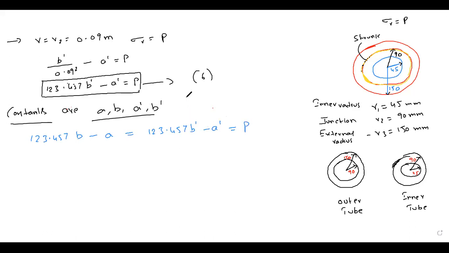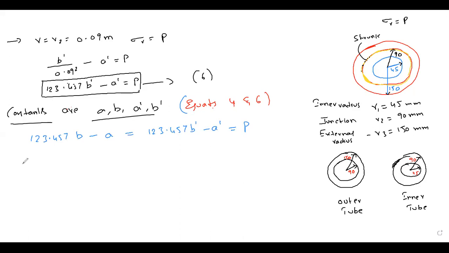Here, what I did is equate 4 and 6. Why am I equating these two equations? Because at the junction you have equal pressure. From the inner tube and from the outer tube, at the junction you will have an equal pressure P. That's why we are equating equations 4 and 6. So 123.457B minus A is equal to this.